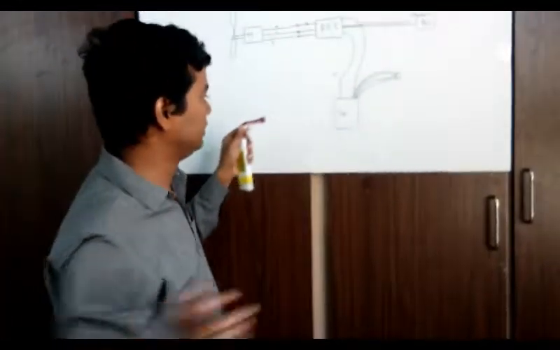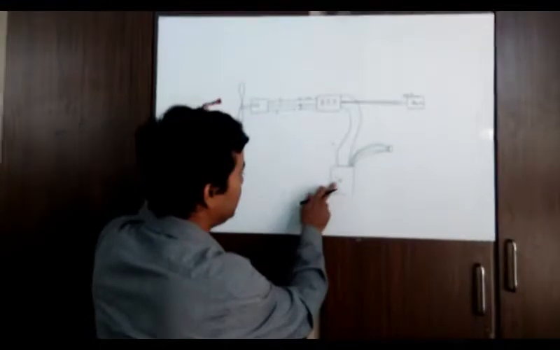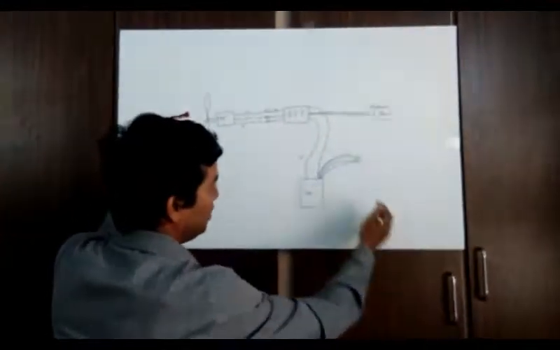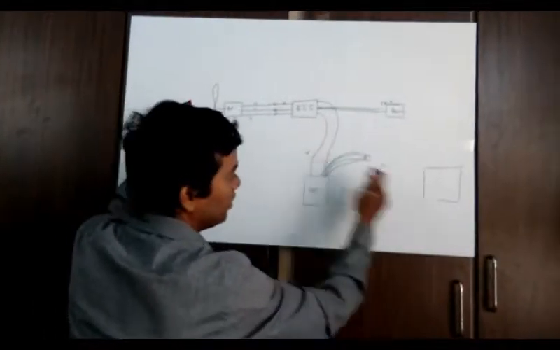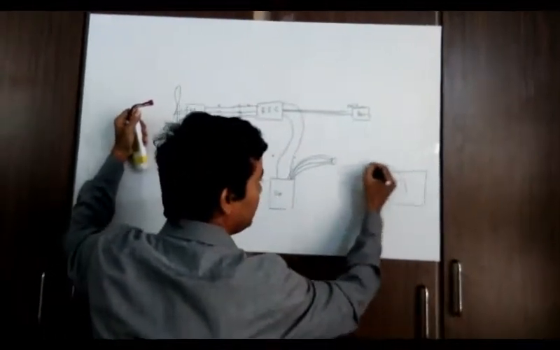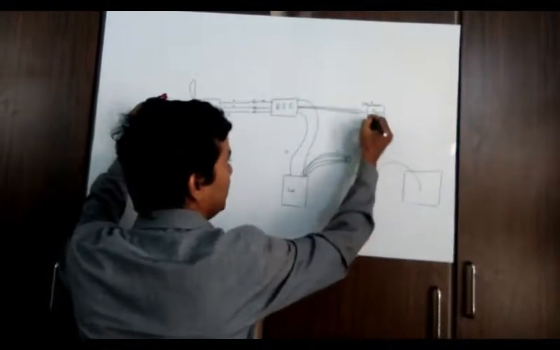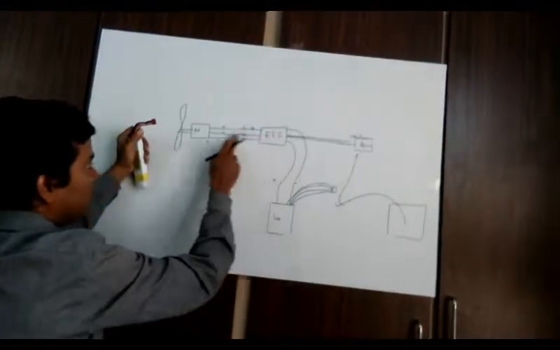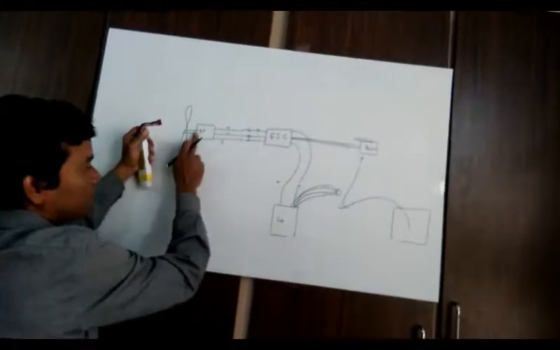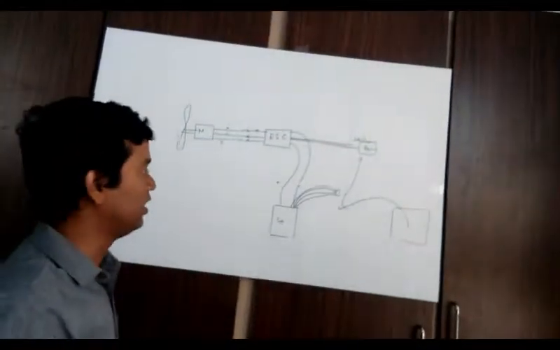Now see, the power is going to the transmitter. When you connect this, the transmitter will give the signal to the receiver, then the receiver will give the amount of signal to the ESC, and the ESC will supply to the motor. Now let's see practically how we show it.